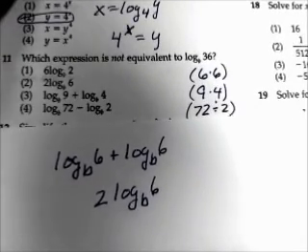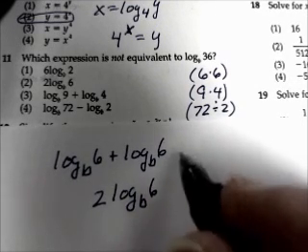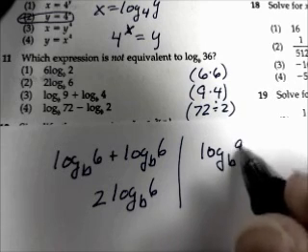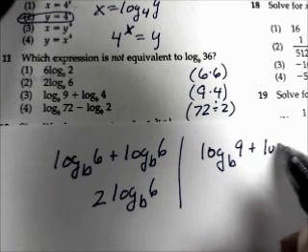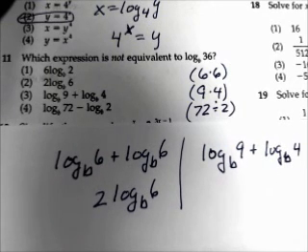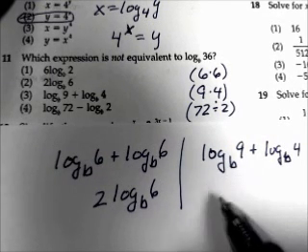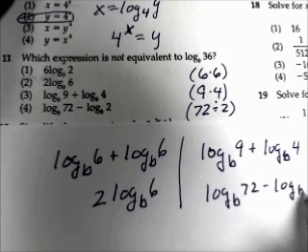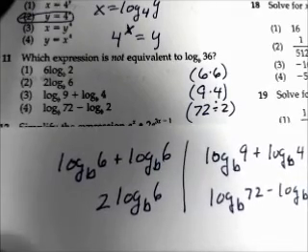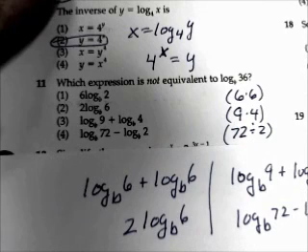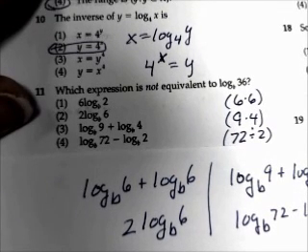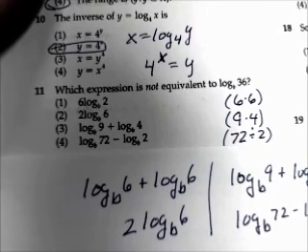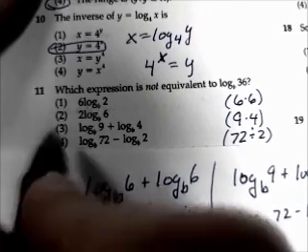Then 9 times 4, that would be log base b of 9 plus log base b of 4. And then 72 divided by 2 would be log base b of 72, subtract log base b of 2. All right, so choice 1, that would be 2 to the 6, but 2 to the 6 is not 36. So option 1 is the one that is not equivalent.